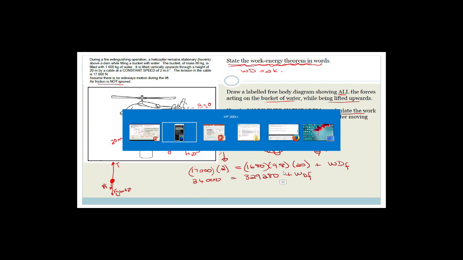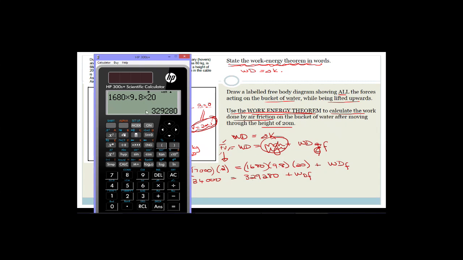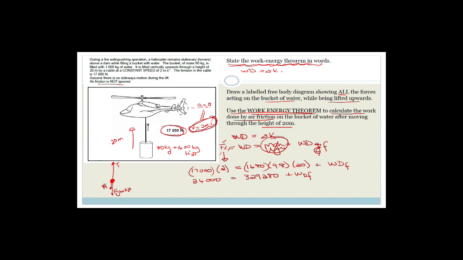I just want to check my numbers. It's 1,680 times 9.8 times 20. And this is a 1,600 kilogram with an 80 kilogram, so that's right, and it's moving through 20. That's perfectly correct. So therefore the work done against friction, and yes, it should be negative, not because it's in the opposite direction, but because we are subtracting energy from the system.